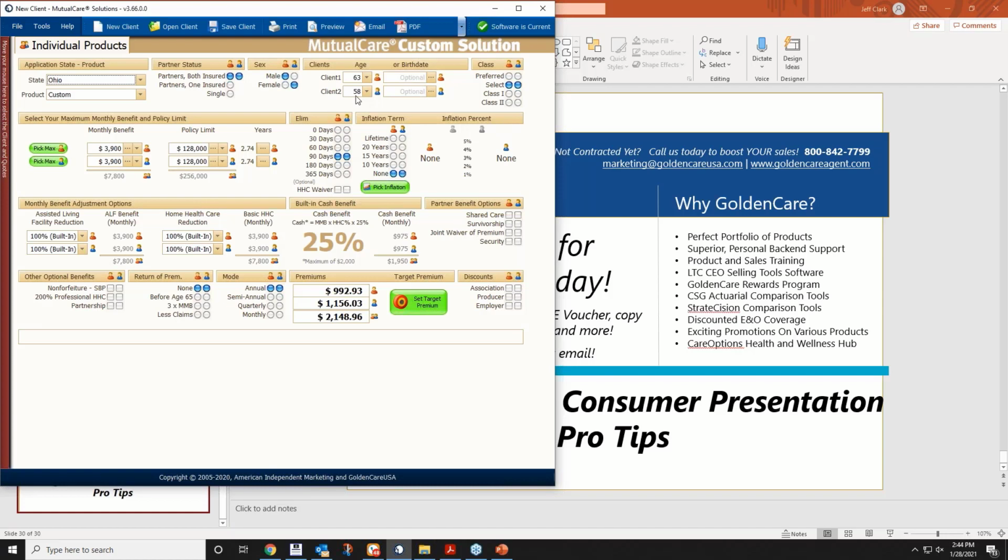I'm just going to say this, and I brought this software up just because this is one I was actually just quoting earlier today, a couple that was 63 and 58 from Ohio. Notice what I was kind of starting with here. A $3,900 a month benefit, $128,000. And I don't even have any inflation with this one. And this is the first look at it.